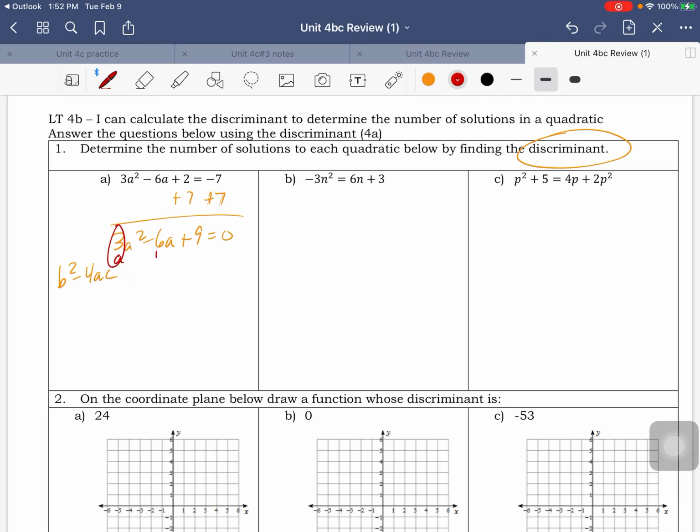A is always with the x squared term, b is always with the x term. In this case, it's the a term, and c is 9. So we need to substitute those in. So substitute in for b, so negative 6 squared minus 4 times 3 times 9. You can put this into a calculator if you want. I'm choosing to try to do this on my own. And that is minus 108, I believe. And then that's a negative 72.